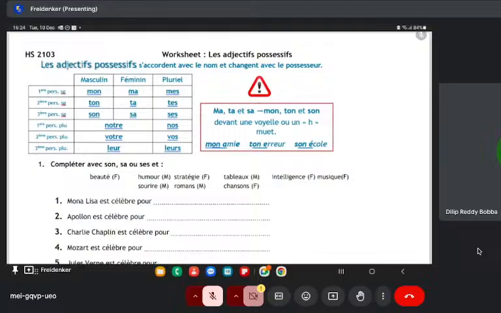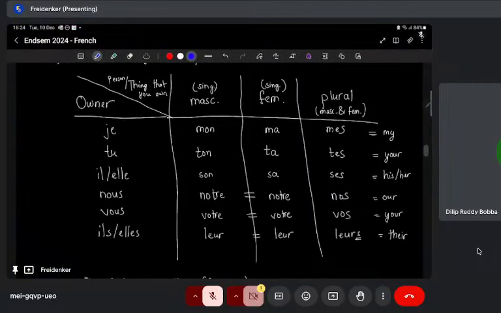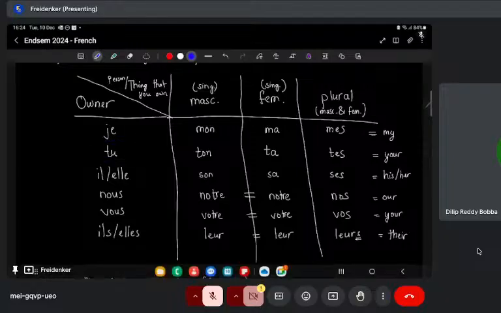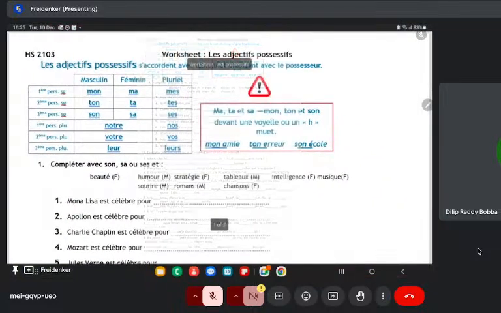So first person singular is basically je, second person singular is tu, third person singular is il, elle. It's the same table. Whatever I wrote here, they just wrote it grammatically. Je is first person singular, tu is second person singular, and so on. It's the same table. I wrote the same thing. Exception is given in this box.